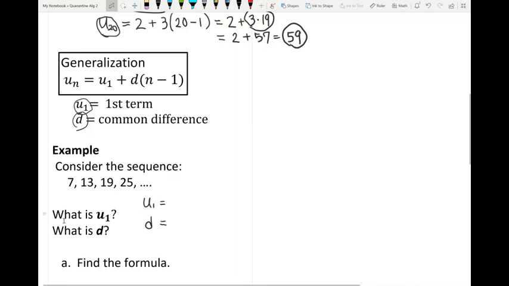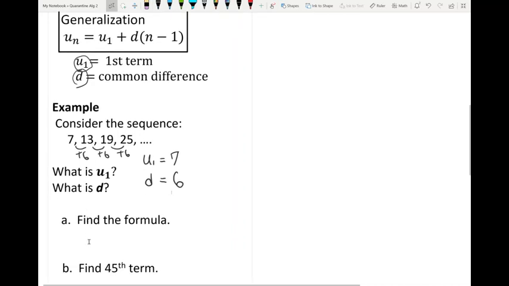What is u1, the first term? Obviously, it's going to be 7. So you can write u1 is 7. How about d, the common difference? The d in this case is 6. It's plus 6, plus 6, plus 6 sequence. So d is 6.